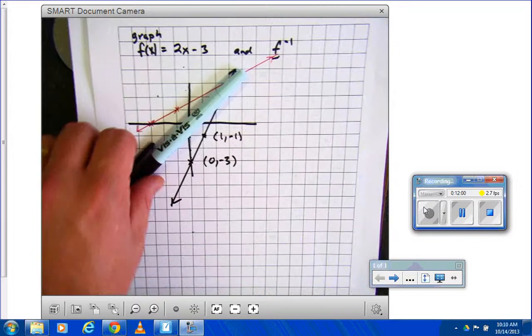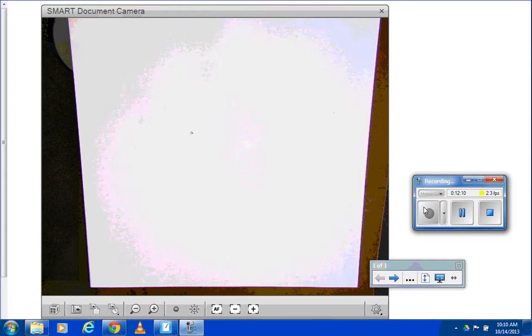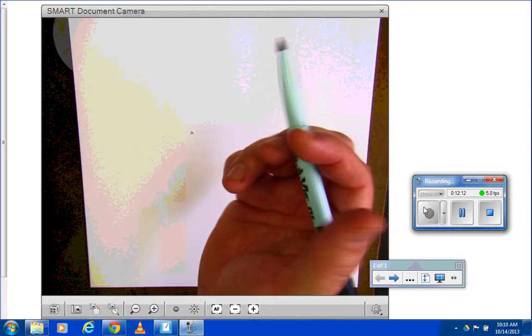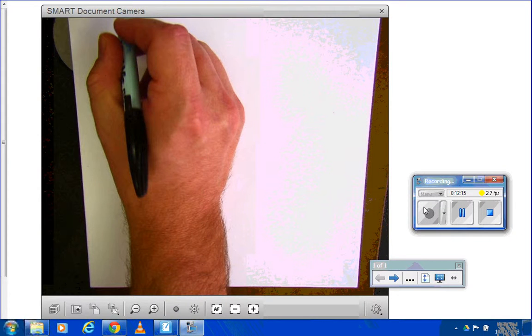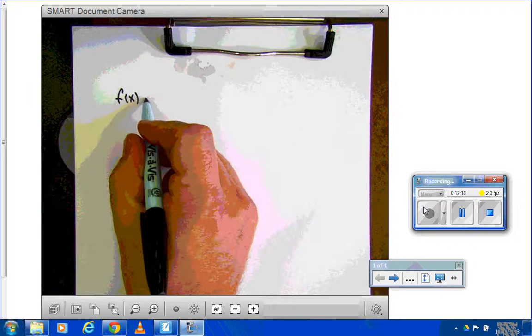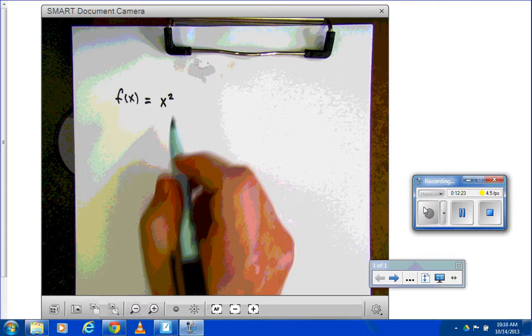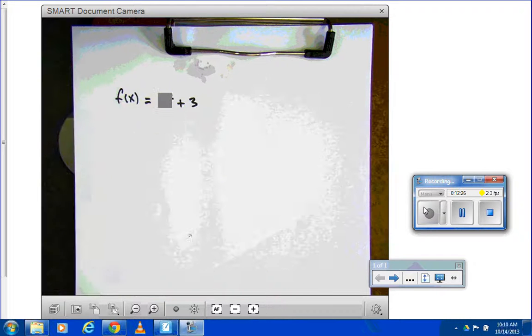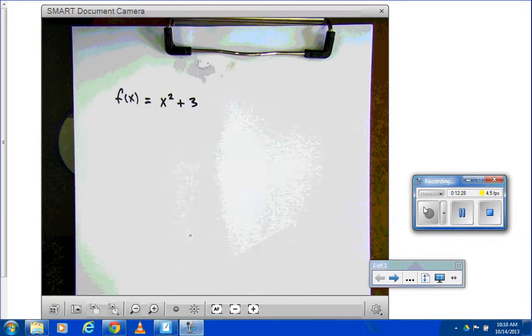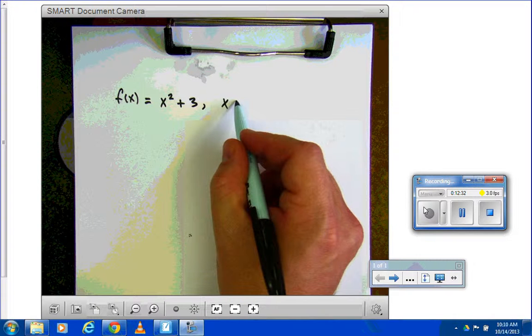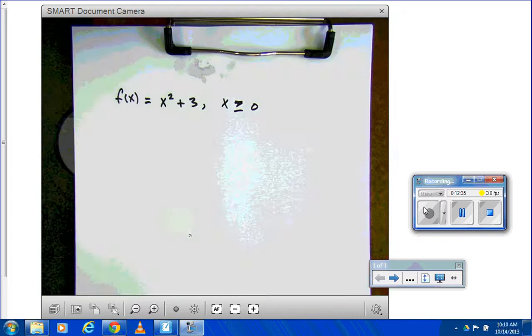Let's do a quadratic one. Now on a quadratic, for some reason, I'm going to see if you can kind of figure it out, they're going to restrict you a little bit. So I'm going to try this one. Let's do f of x equals maybe x squared plus 3. But now I'm going to put this restriction on it here that x has to be greater than or equal to 0.